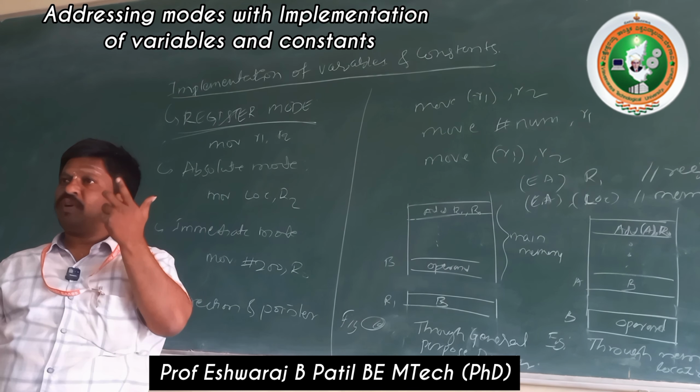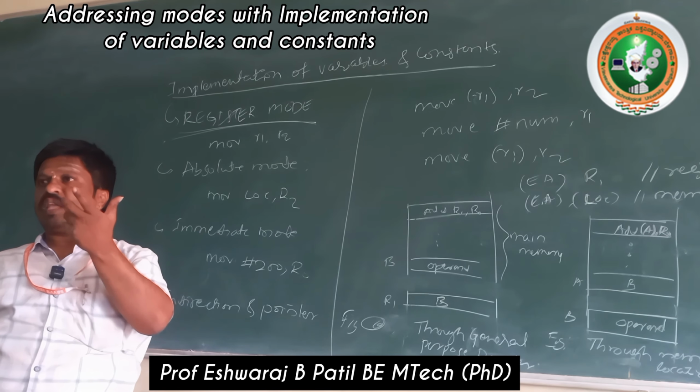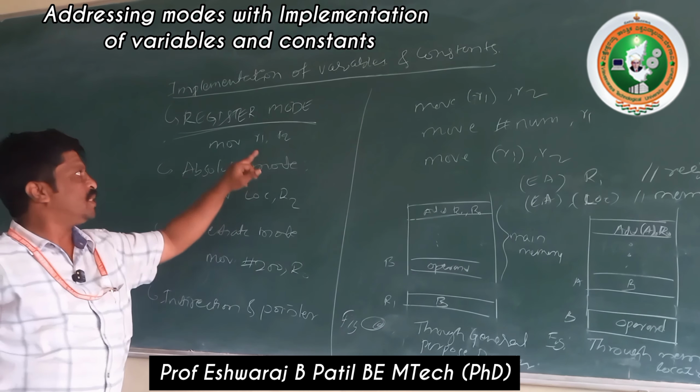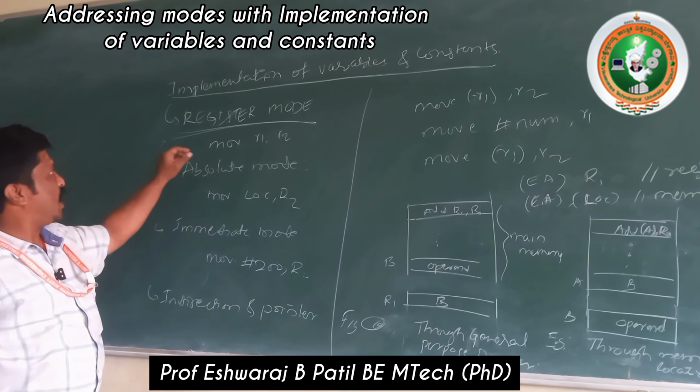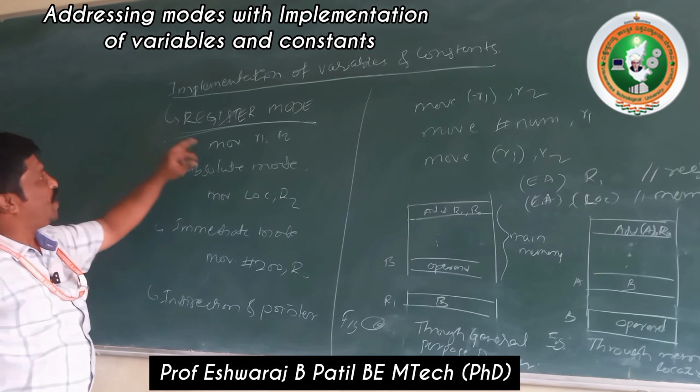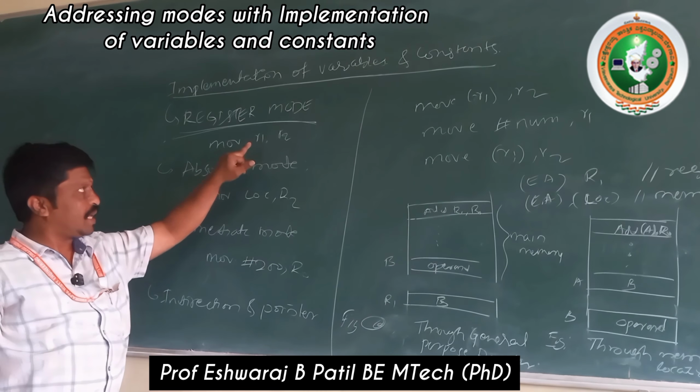A, B, C are the developer registers. You can mention them explicitly, but these are R0 to R7. These are the processor registers. Explicitly here we mention only the operands within the register itself.